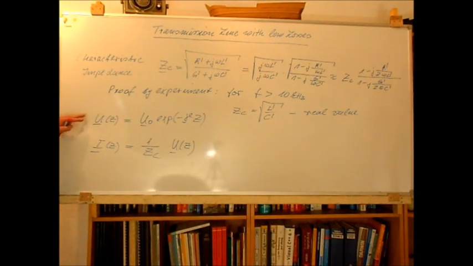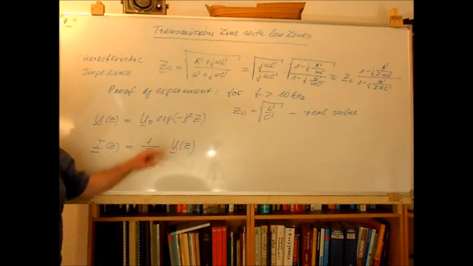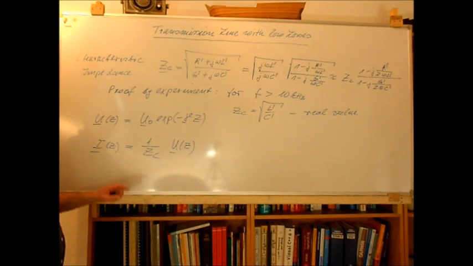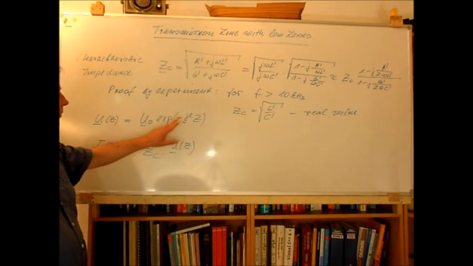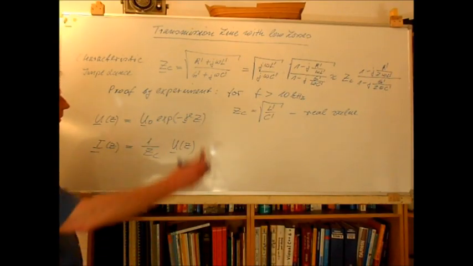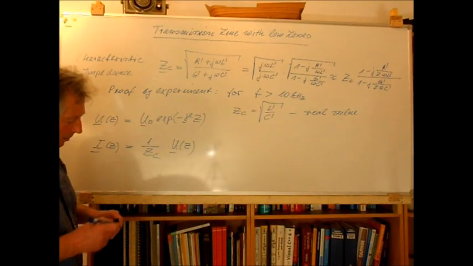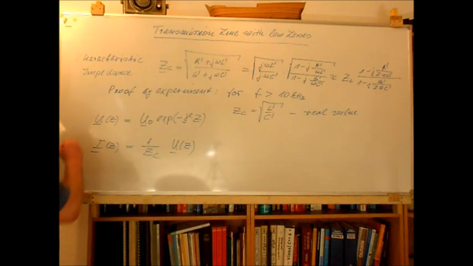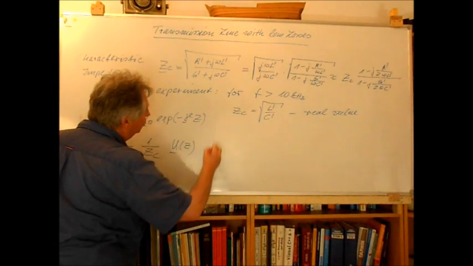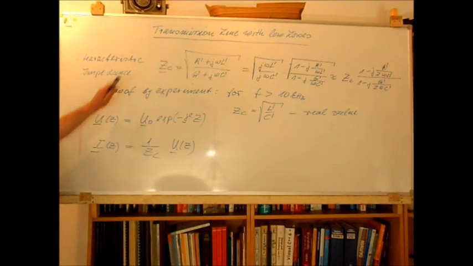This, of course, describes a wave which travels in the positive z direction, and we already know that if we use a different sign here, the positive sign, then we can describe a wave in the negative z direction. So this is in principle now the solution for waves on the transmission line with low losses.